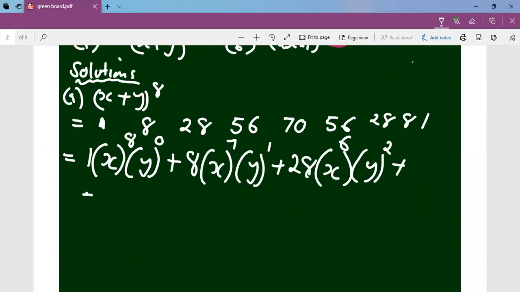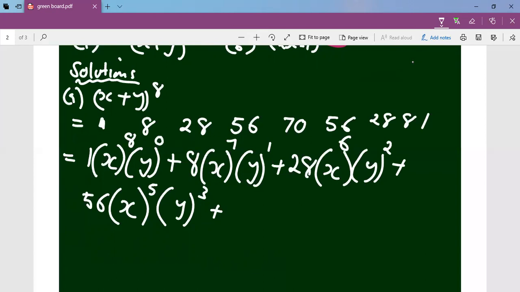So we'll say 56, open the bracket, x to the power, here x is 6, so the next one should be 5. Open the bracket, here y is 2, the next one should be 3. Each time you add the power, they must give you the original power here. So go to the next coefficient.